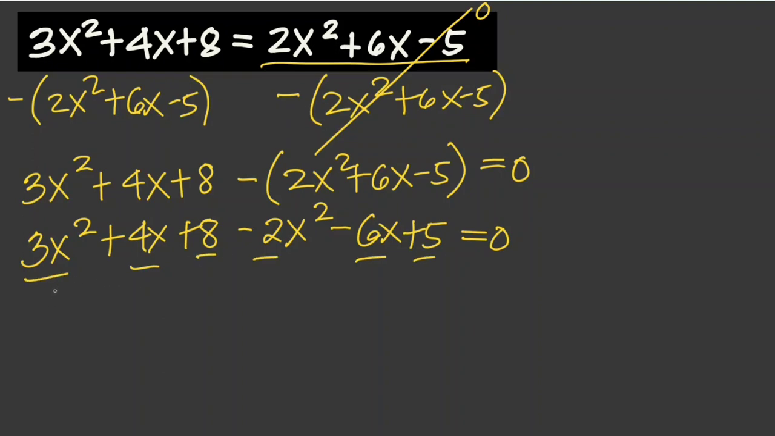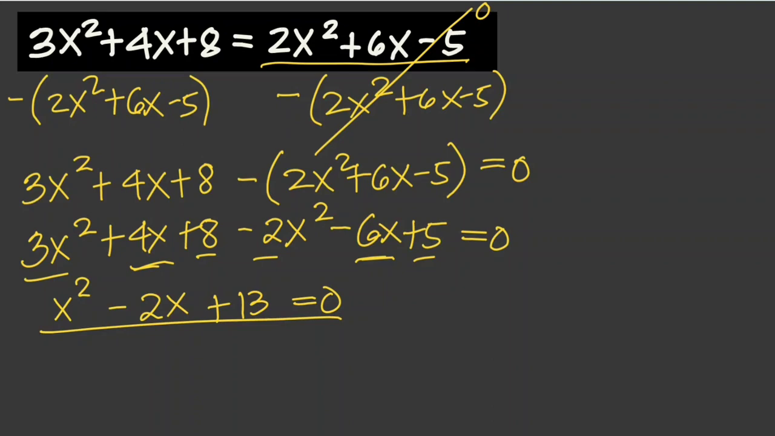So 3x squared minus 2x squared, that is just x squared. 4x minus 6x is negative 2x. 8 plus 5 is just 13 equals 0. And now we have our quadratic equation. So we can now identify the values for our a, b, c. a here is equal to 1, b equals negative 2, and c is equal to 13.